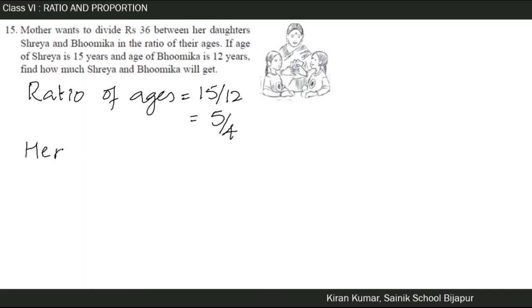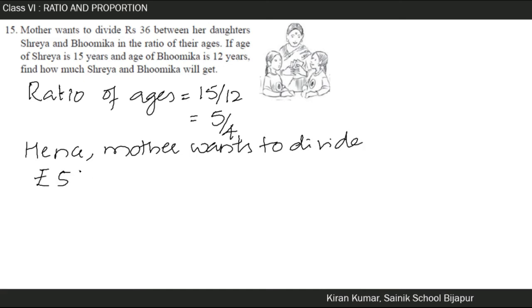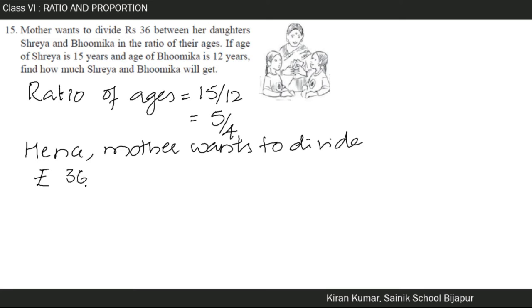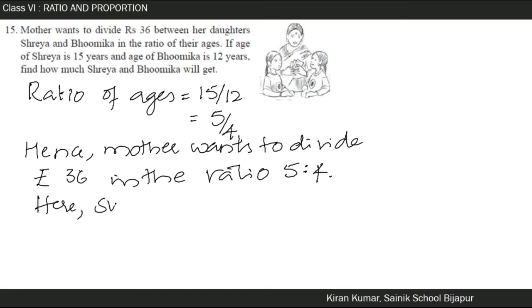Hence, mother wants to divide rupees 36, correction, rupees 36 in the ratio 5:4. Here, the sum of terms is 5 plus 4, which is 9.